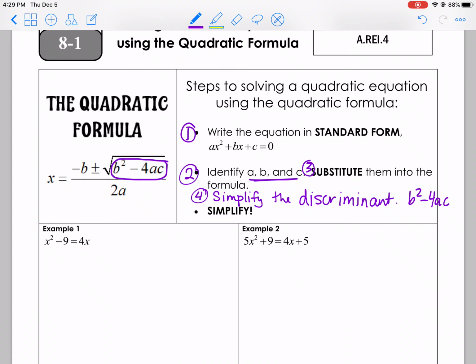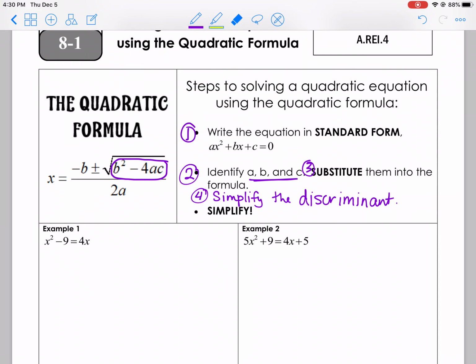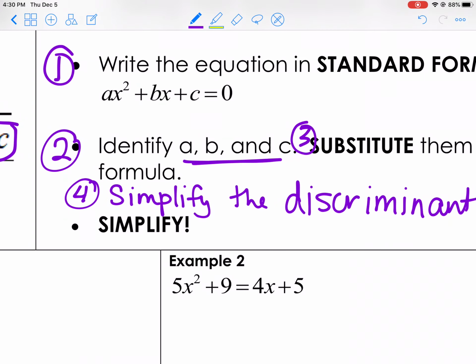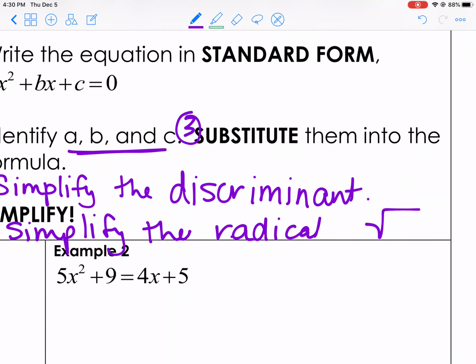And when you simplify that, don't put the radical symbol in your calculator. We're just looking for the number that belongs under the radical. So that's step 1 of simplify, step 4 in our overall process. Okay, after you simplify the discriminant, our step 5 is going to be simplify the radical. So you're going to get to a place where you have the square root of some number. Go ahead and simplify that number. See if you can get rid of the radical symbol.